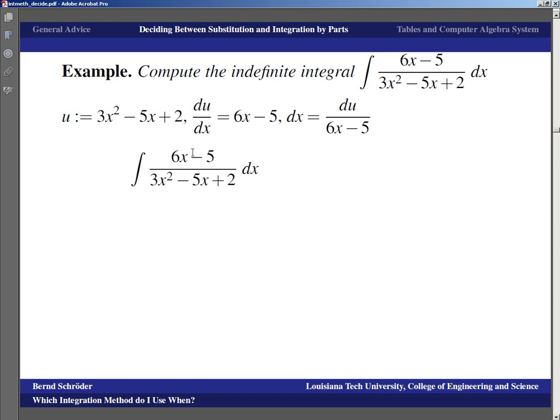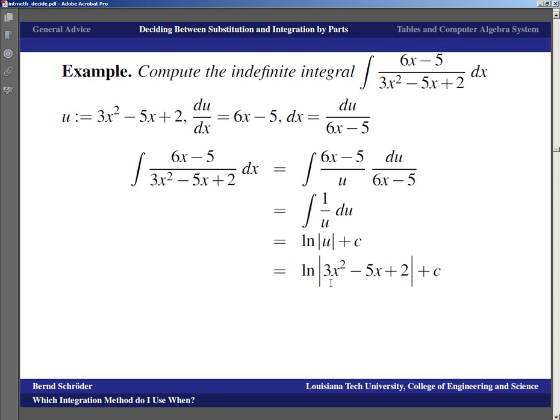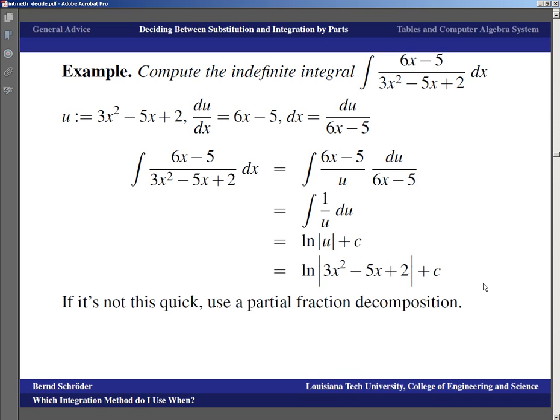That means that the integral of this rational function is equal to the integral of (6x minus 5) divided by u, because the denominator is u, times dx, which is du over (6x minus 5). The 6x minus 5's cancel. We get the integral of 1 over u du. That's the logarithm of the absolute value of u plus c. We back substitute. That's the logarithm of 3x squared minus 5x plus 2 plus c.